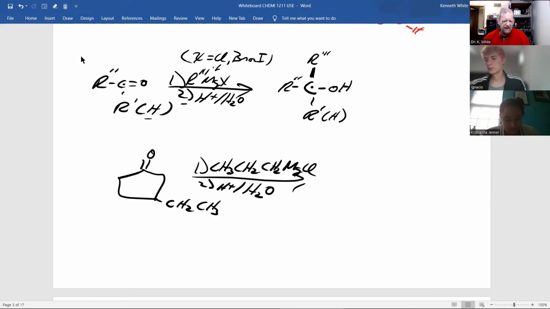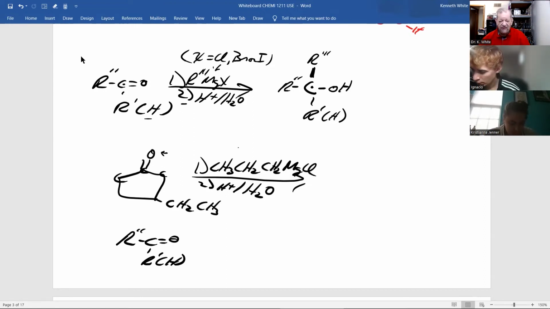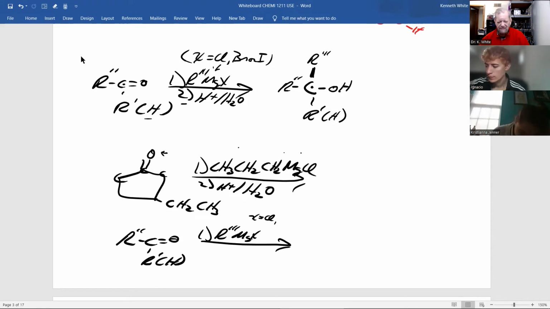Look for what's different. Ooh, oxygen, bond to carbon. Carbon's here, carbon's here. This is a ketone. Could have been an aldehyde, but it's not. Ooh, carbon, carbon, magnesium chloride. That's a Grignard. Remember, X can be chlorine, bromine, or iodine. Second step, acid and water.